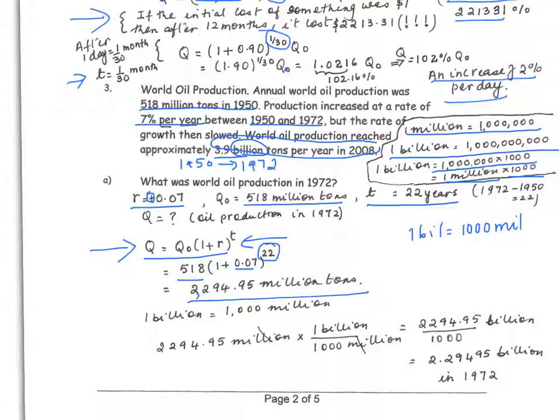So using dimensional analysis, since we want to change millions to billions, we multiply by 1 billion over 1,000 million. The millions get cancelled, and we get 2294.95 divided by 1,000, and we want the units to be billions, and that's what we have. So that's about 2.29495 billion tons in 1972.